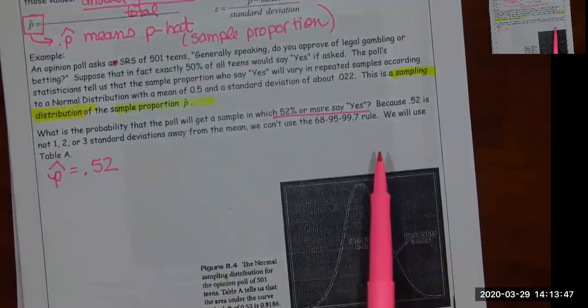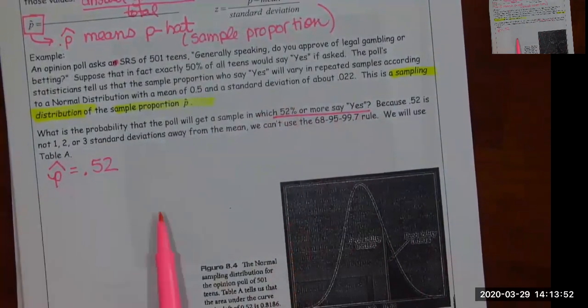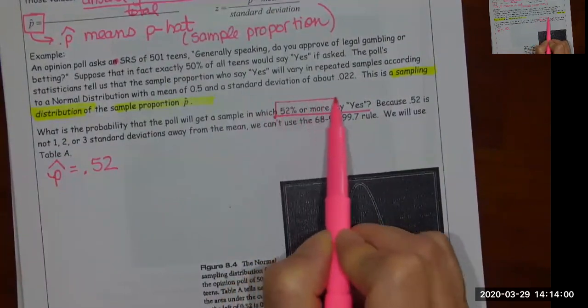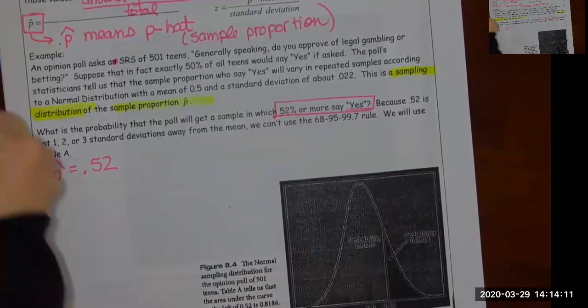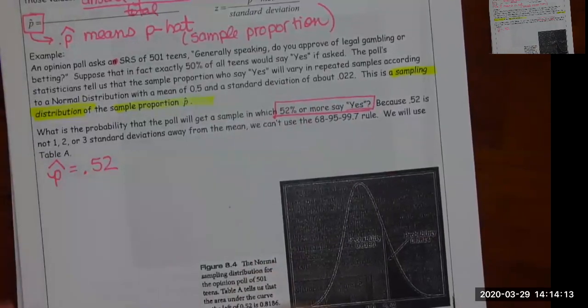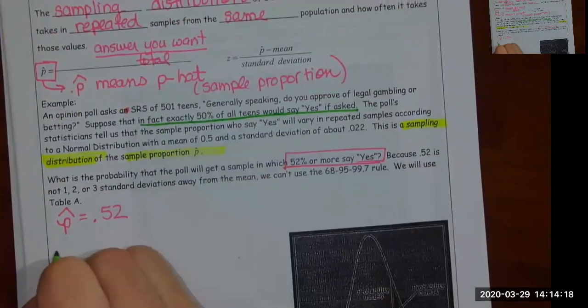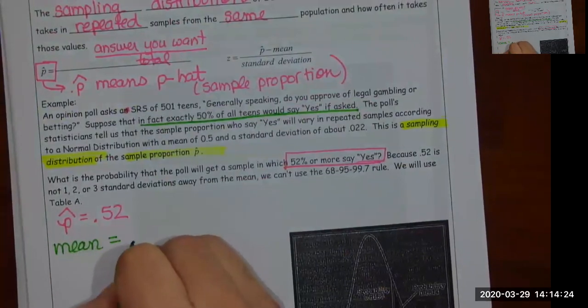The big part about today is, when they give you numbers, what is that? Is it p hat? Is it the mean? Is it the standard deviation? Is it z? So if we get a sample and this is the percent of the sample that answer like we want them to, that is p hat. Now what's the mean? Let's look that up. They told us right here, in fact, 50% of all teens would say yes. So the mean equals 0.5.